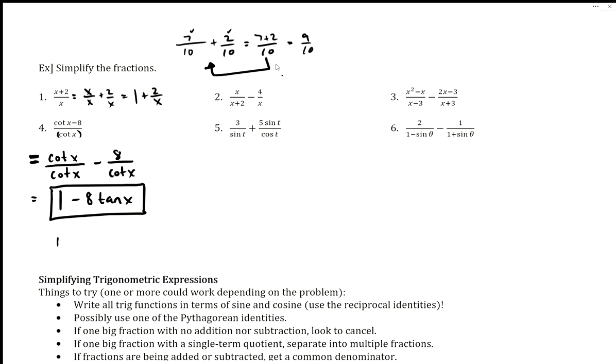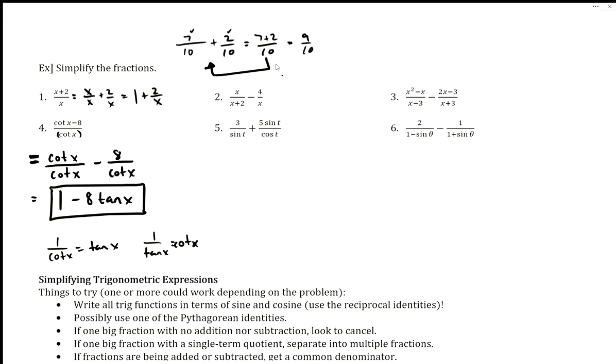So we know that 1 over cotangent of x is tangent of x. And also we know 1 over tangent of x is cotangent of x in case we need that. So that was our reciprocal identity. Anyway, at least rewriting it, it doesn't look as bad. It started with a big fraction, and now at least it doesn't look like it.